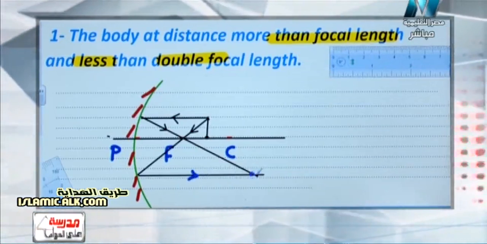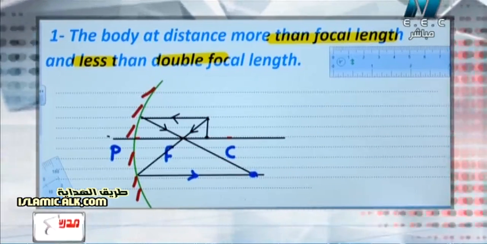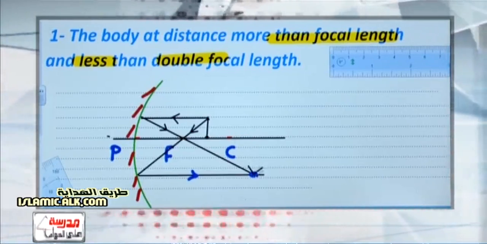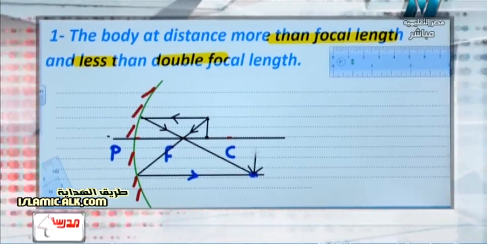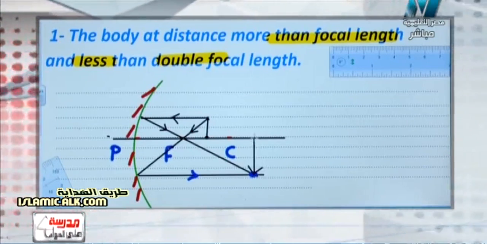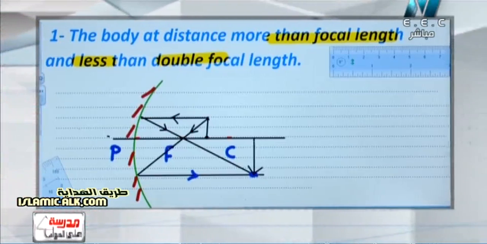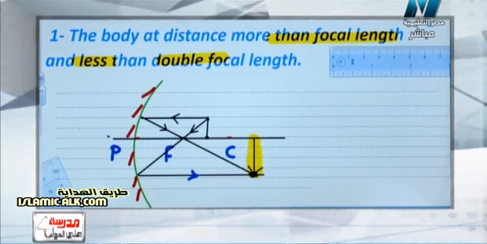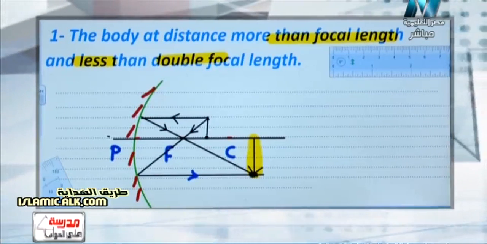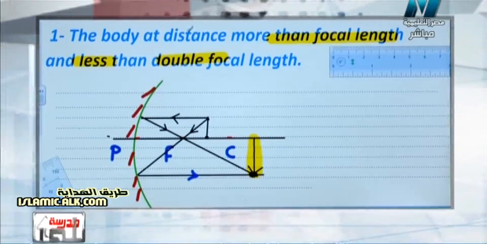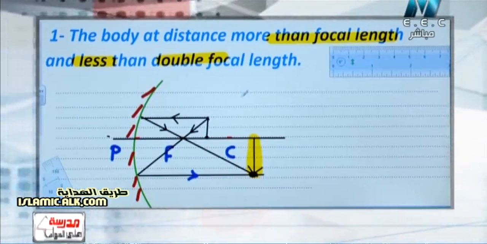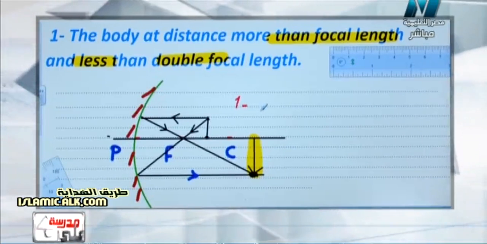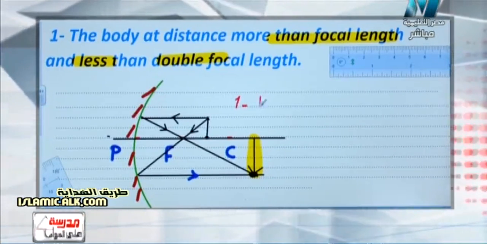At the point of intersection we will draw the head. And we will complete toward what? The principal axis. So we have now the image. This is my image. We will now describe the properties of the image. Number 1, the image is what? Erect or inverted? We say the image is inverted.